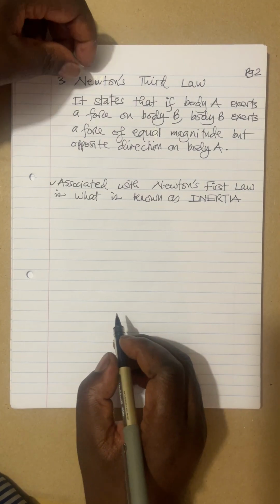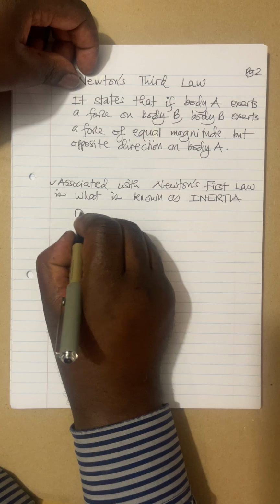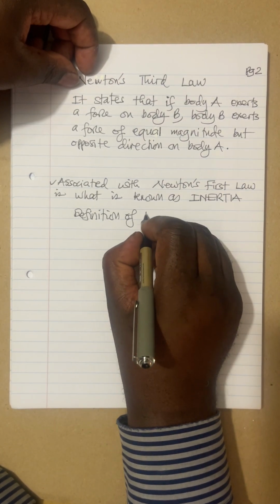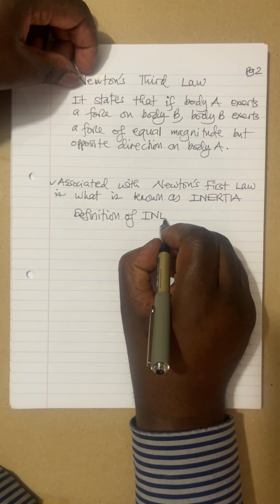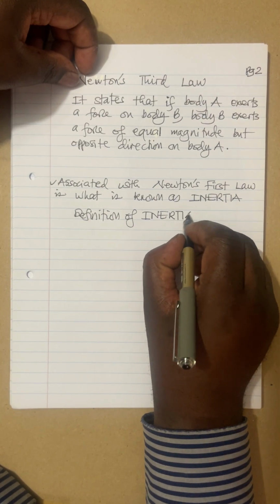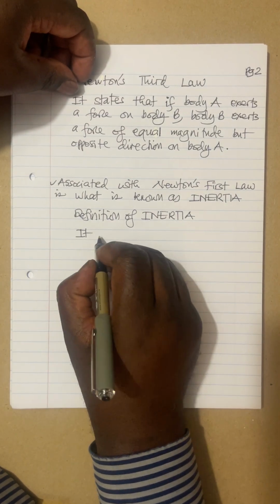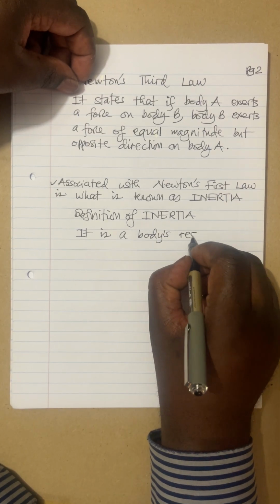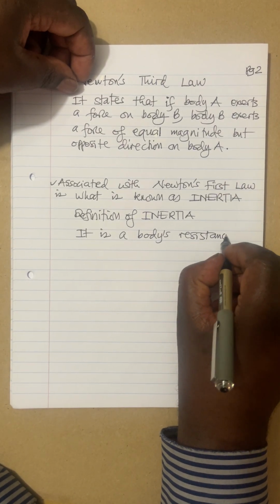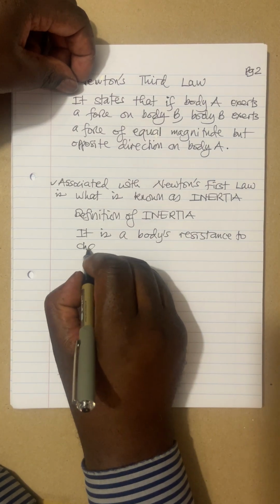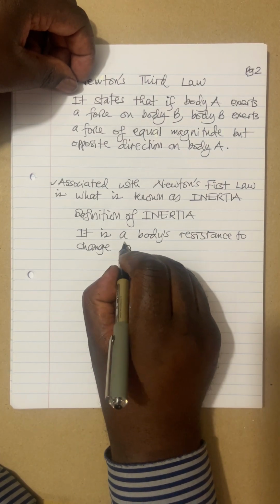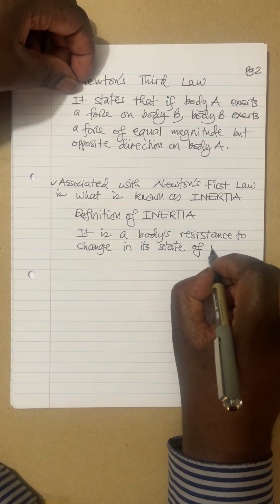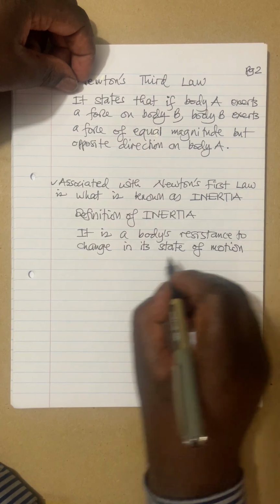And I'm going to define inertia. Definition of inertia. Inertia, you have to master this one because it comes in exams. We define inertia as a body's resistance to change in its state of motion due to its mass.